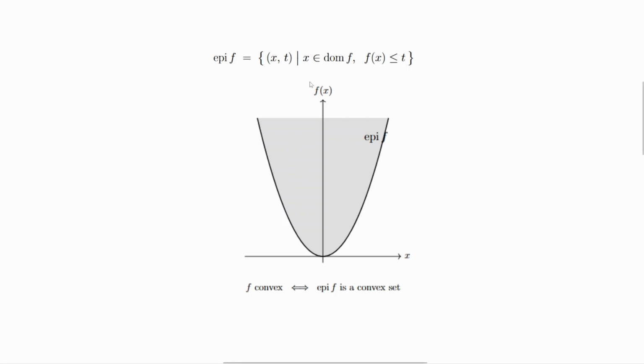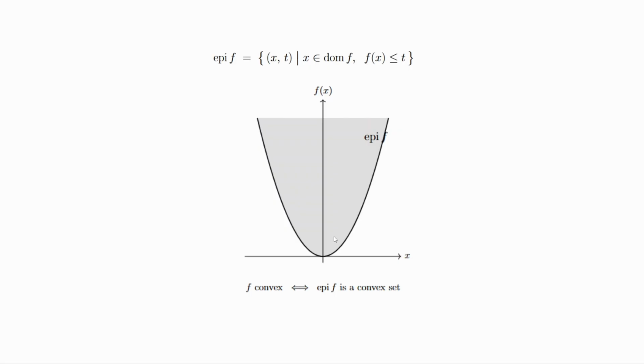So in this case, we have some f, looks like maybe an x squared or so, and the epigraph is the set of all points that are above f. And I just want to emphasize that the epigraph is a connection between convex functions and convex sets. So this is one way we can see convexity geometrically, by looking at the epigraph.